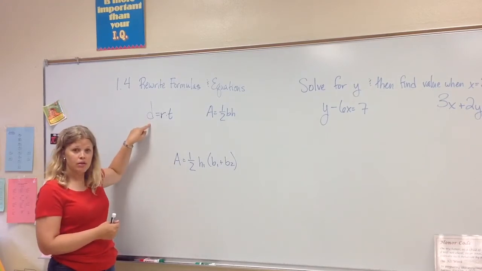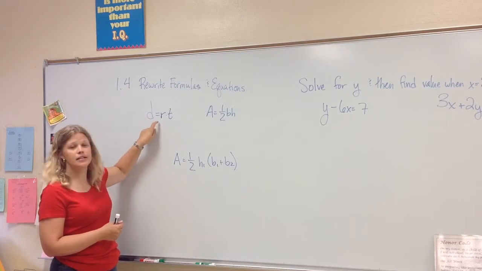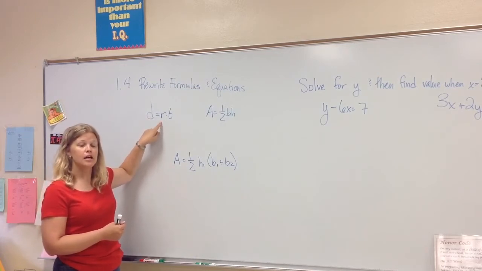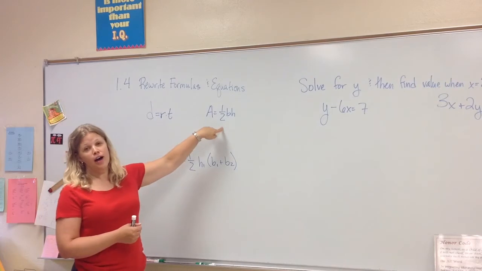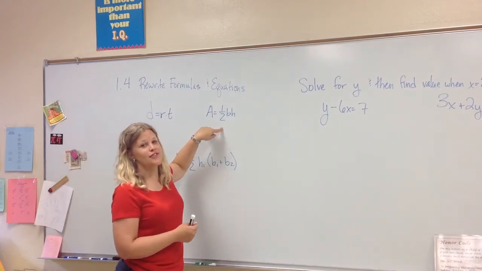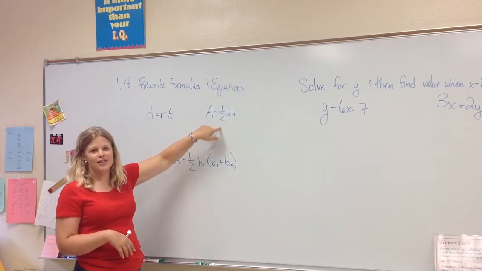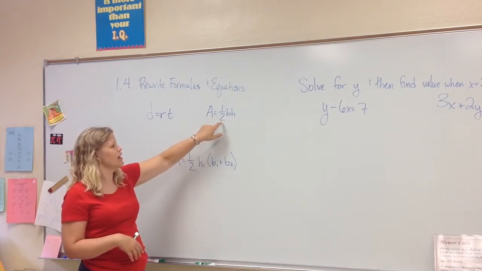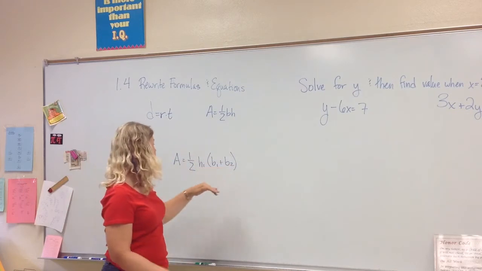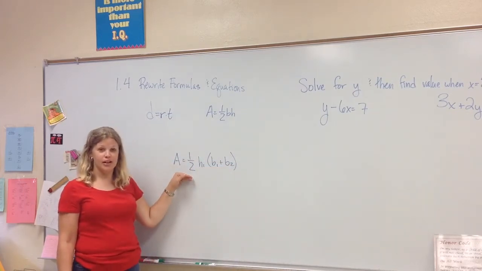So this one, hopefully you've seen this before, it's distance equals rate, or your speed, times time. I'm hoping at least some of you remember this from last year. You did, that's great. It's the area of a triangle. Area of a triangle is 1/2 the base times the height. Now, if you can remember this one, it's really good.